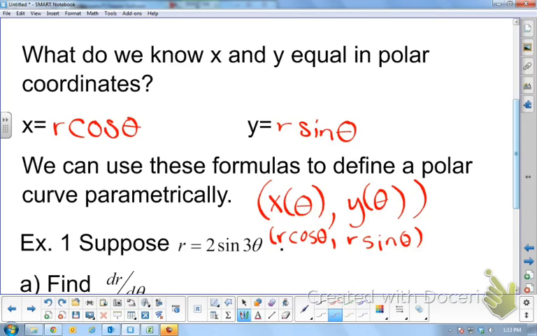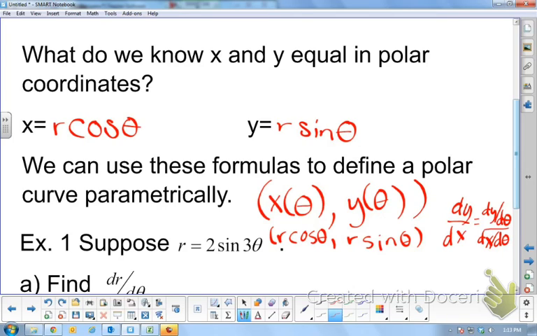And parametrically, what do we know about the derivative of a parametric curve? We have a formula to find the derivative of a parametric curve. What would dy dx be? dy dt over dx dt, except now we're in thetas, so dy d theta over dx d theta.